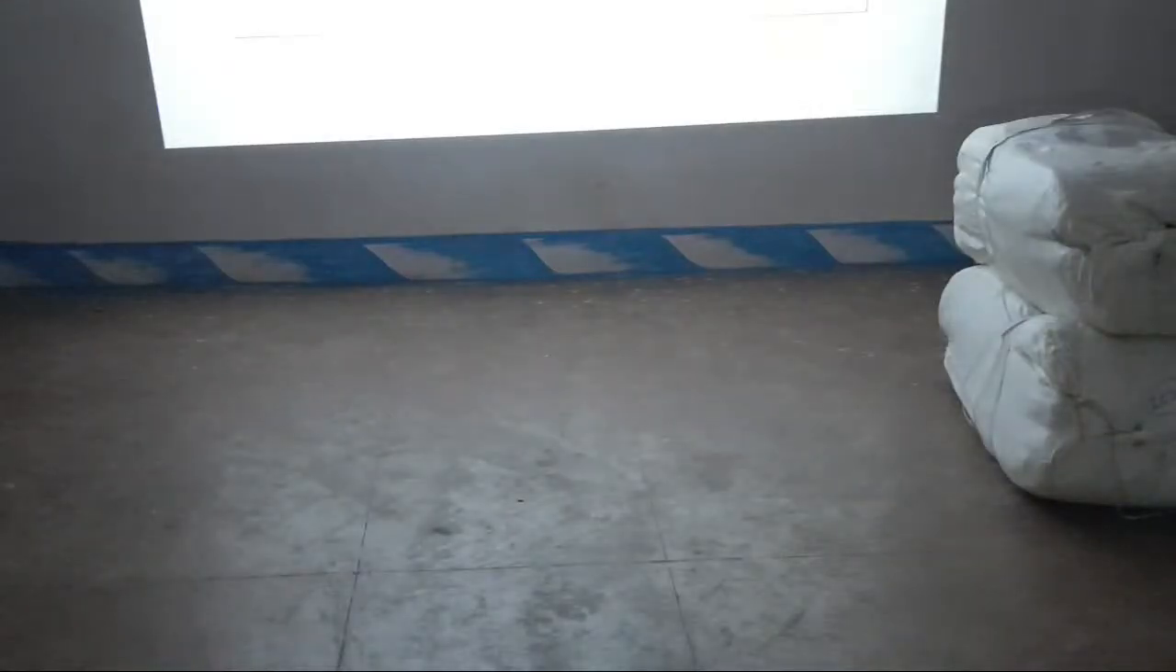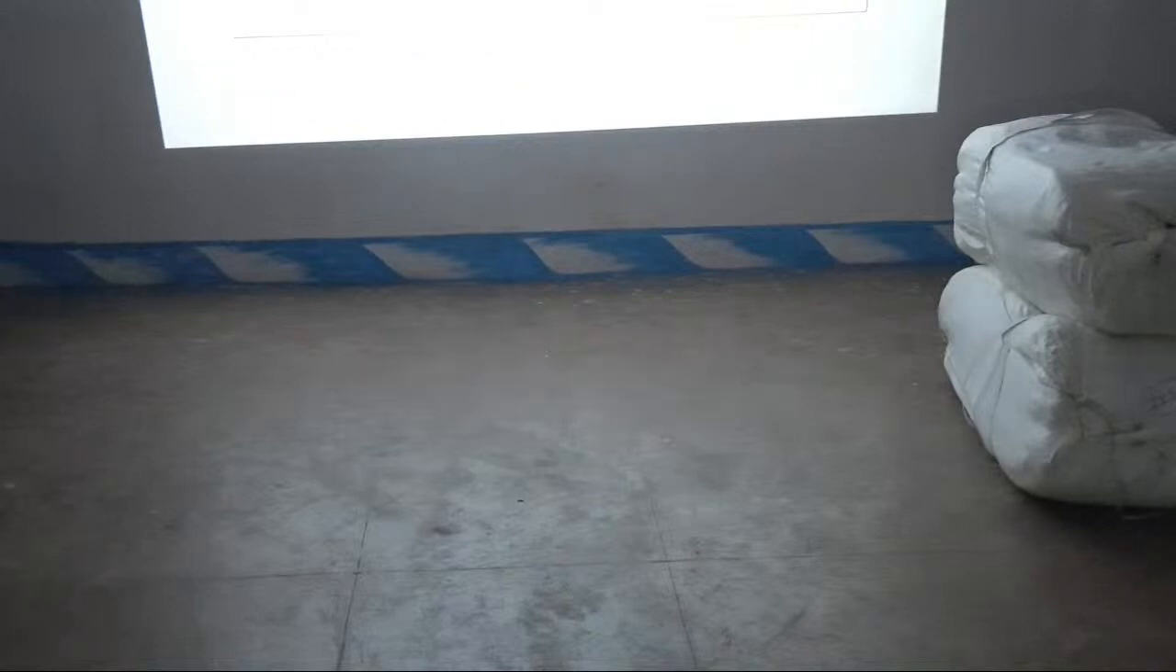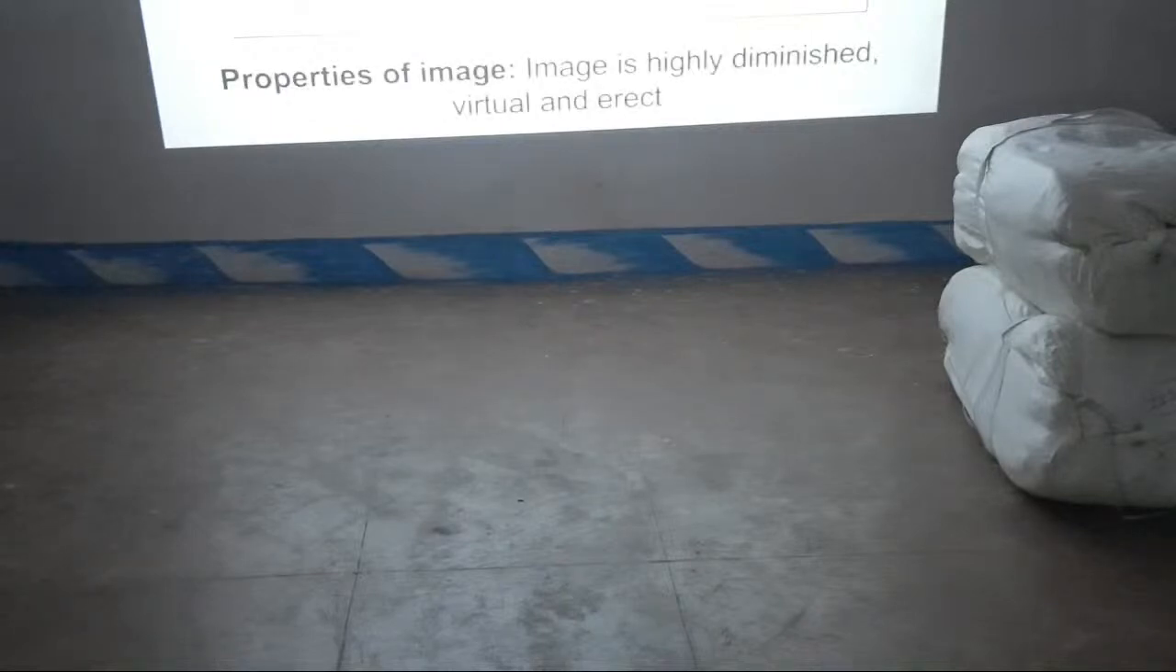Image formation by convex mirror. There are only two possibilities of position of object in case of a convex mirror, that is, object at infinity and object between infinity and pole of a convex mirror. Object at infinity. When the object is at infinity, a point-sized image is formed at principal focus behind the convex mirror. Properties of image: highly diminished, virtual and erect.